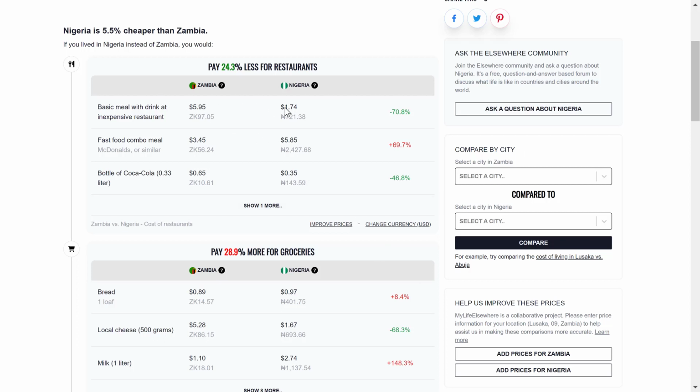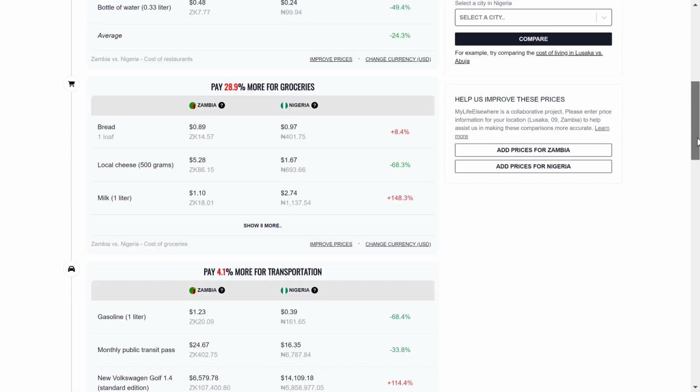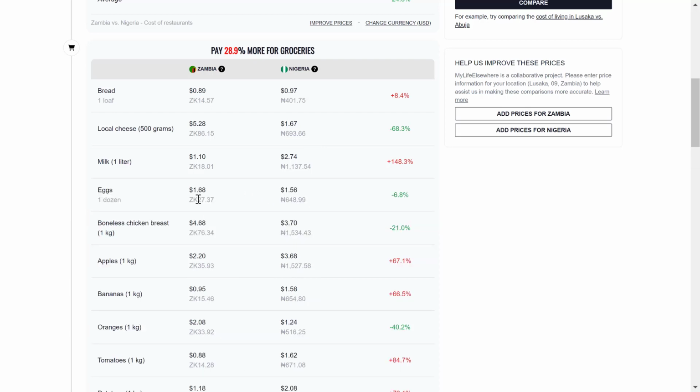So here, basic meal at a restaurant, fast food combo, Zambia is cheaper. Bottle of Coca-Cola. It's like every place has cheaper Coca-Cola than Zambia. This is something really, really weird. The bottle of water. Bread is cheaper in Zambia. Local cheese is cheaper in Nigeria. I did not know that. Milk is cheaper in Zambia. Eggs are cheaper in Nigeria.